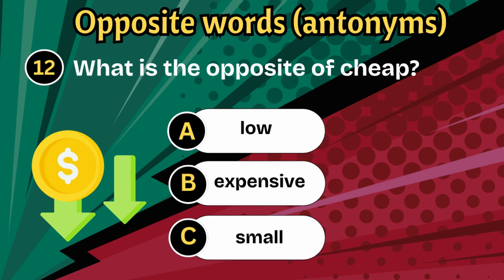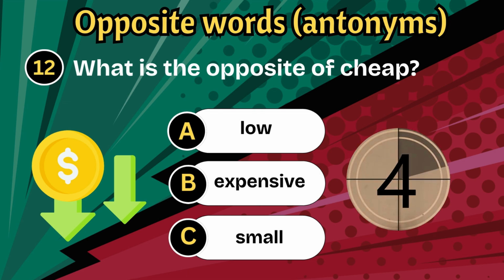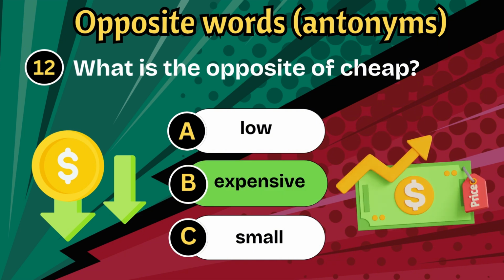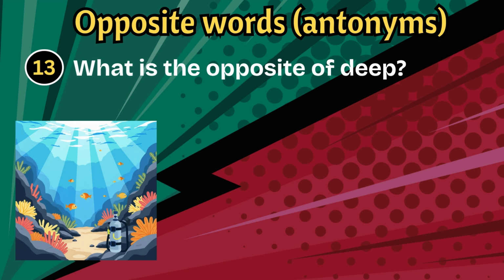Cheap means something costs little money. The correct answer is expensive. Expensive means it costs a lot. Good thinking. What is the opposite of deep?